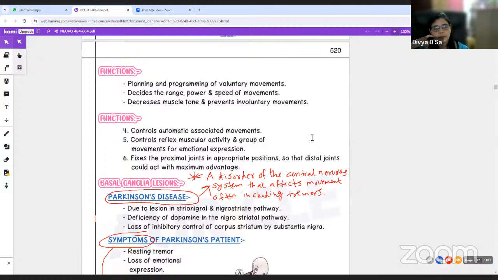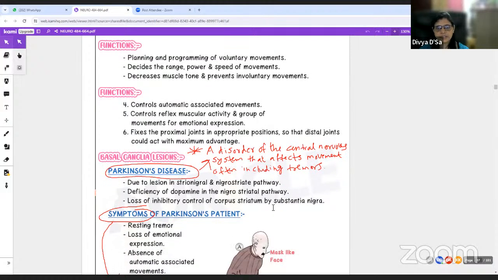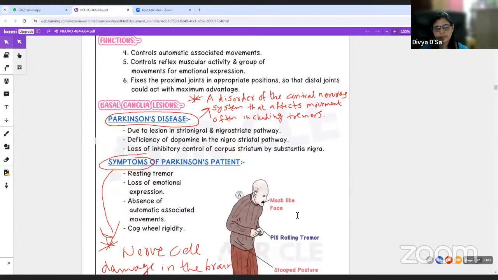Okay, so lesions of the basal ganglia. One is Parkinson's disease. Here the lesion is in the striatonigral and nigrostriatal pathway. It is basically because of the deficiency of dopamine. There is loss of inhibitory control of the corpus striatum activity by the substantia nigra. Because of that, there are a lot of involuntary movements, including tremors.